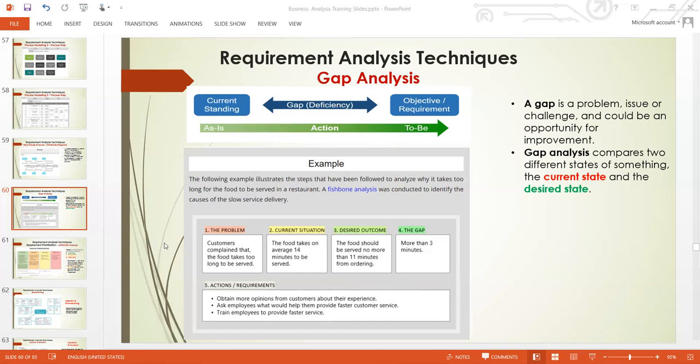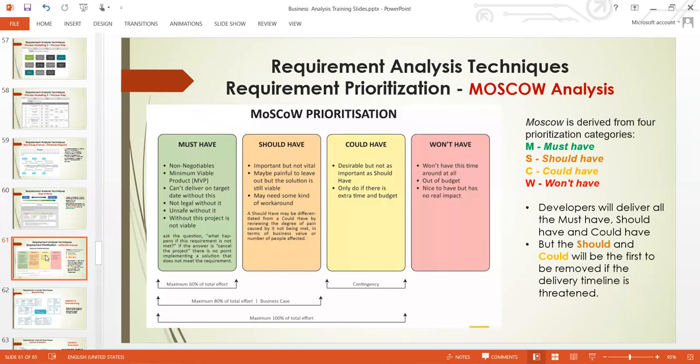Okay. The next thing we're going to do here is requirement prioritization technique using the MoSCoW analysis. MoSCoW is derived from four prioritization categories, and these are: M is must have, the requirements a project or a solution must have. Then S is should have, C is could have, and W is won't have.